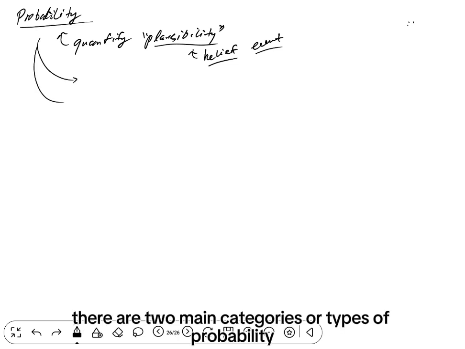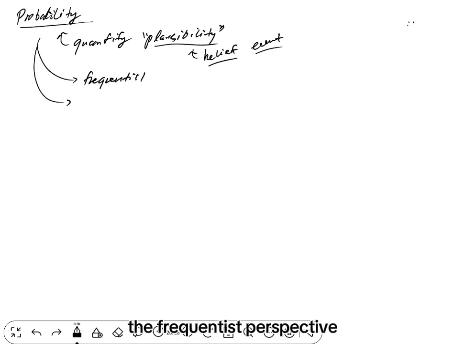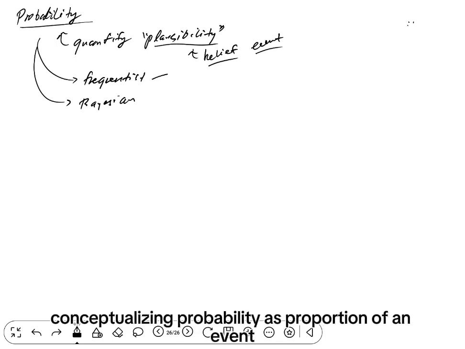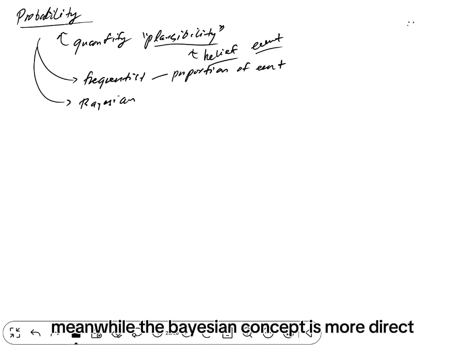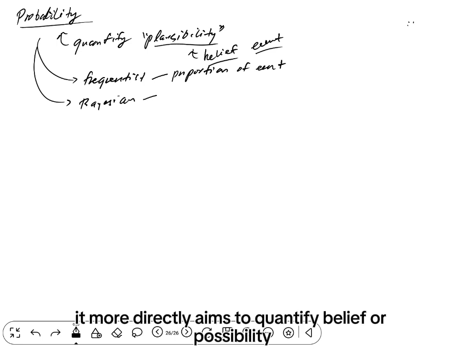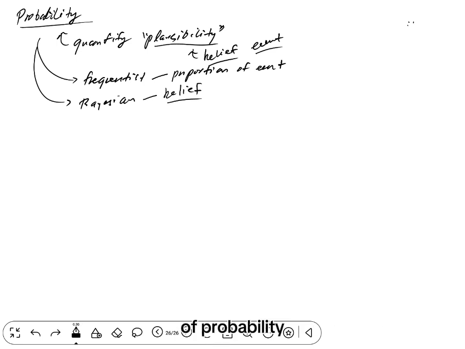Now, there are two main categories or types of probability: the frequentist perspective and the Bayesian perspective. The frequentist perspective is conceptualizing probability as proportion of an event. Meanwhile, the Bayesian concept is more direct. It more directly aims to quantify belief or plausibility. So we're going to focus more on the Bayesian concept of probability.